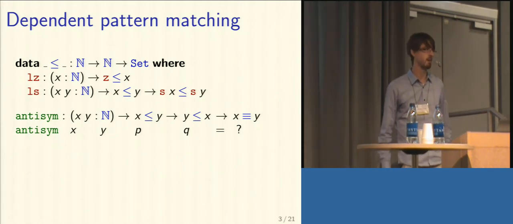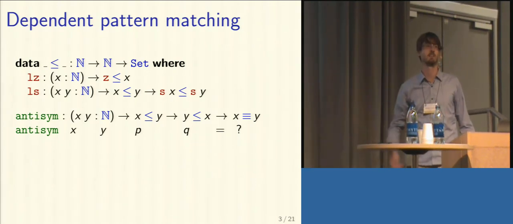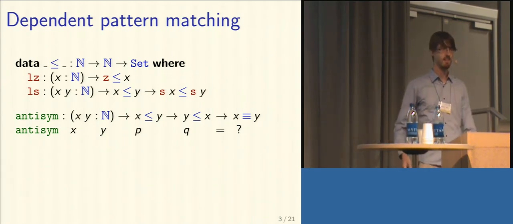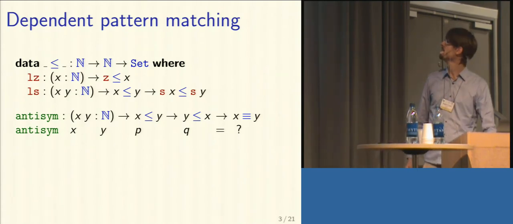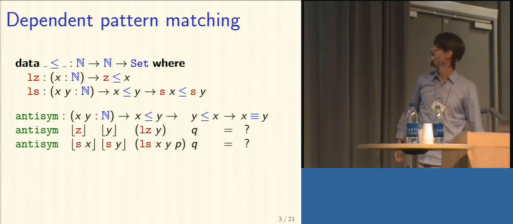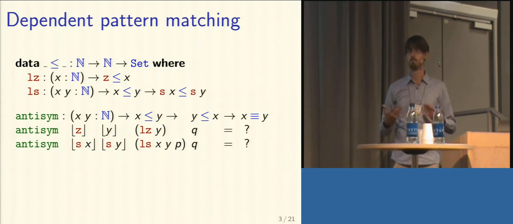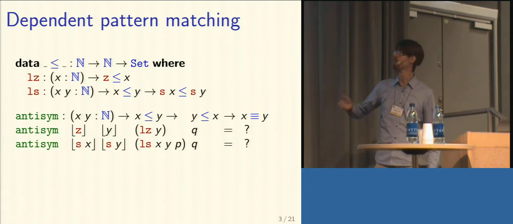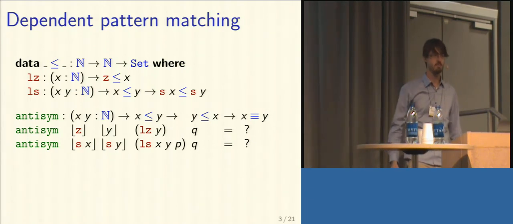Then we might want to prove something about this. For example, that it is anti-symmetric, so that if x is less than or equal to y, and conversely also, then they must be equal. If you want to prove this, we can do basically the same thing: make a case distinction, for example, on this proof P. So we get two cases, one for each constructor. But the new thing here is that now, by pattern matching, we learn something about the first two arguments, namely what's given in the type.